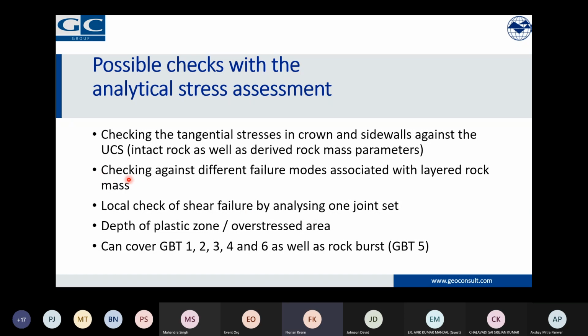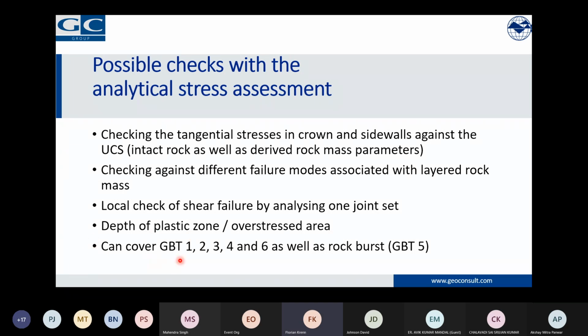Then we can check such an analytical stress assessment against some failure modes associated with layered rock mass. Having said that, the local check of a shear failure with one joint set can also be done. I have not put that up. There are a number of formulas which give us the depth of the plastic zone of the overstressed area just for the circular cross-section with different K values.